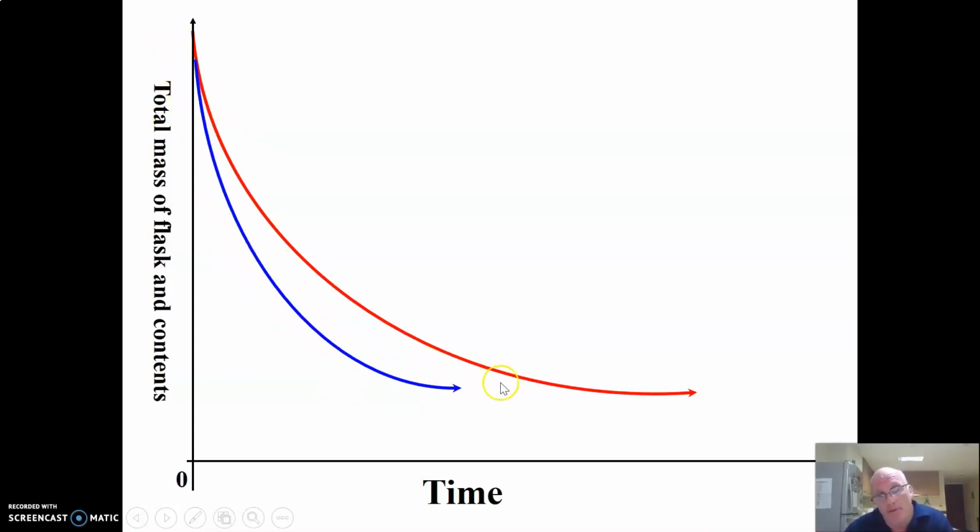Obviously, they will level off like this, but they won't reach zero, of course, because the glass weighs something, doesn't it? It will never reach zero, but it will level off.